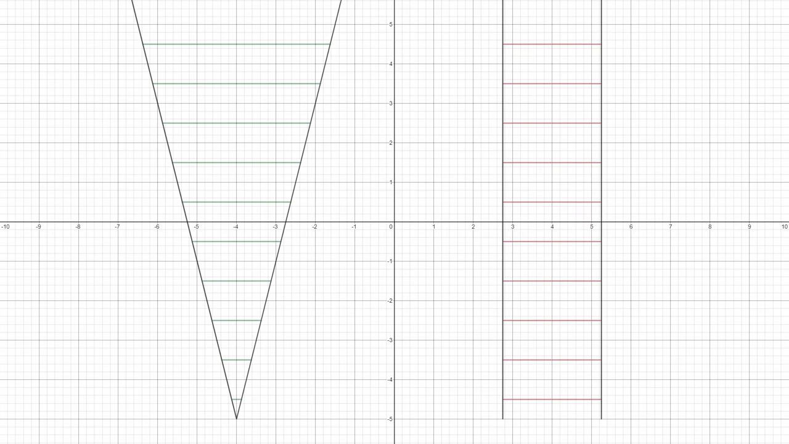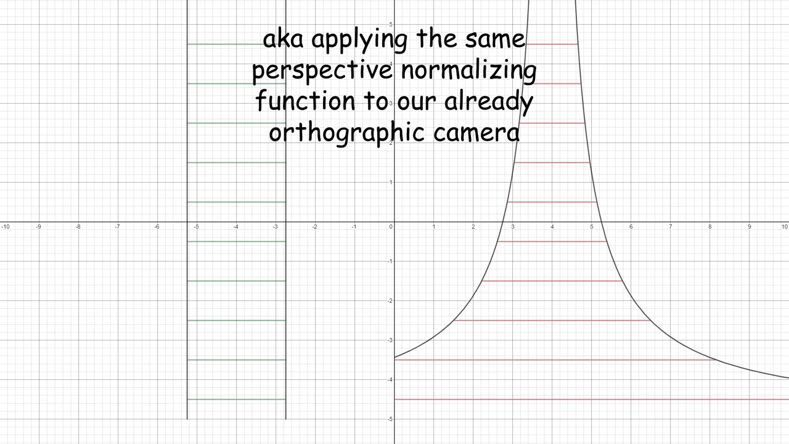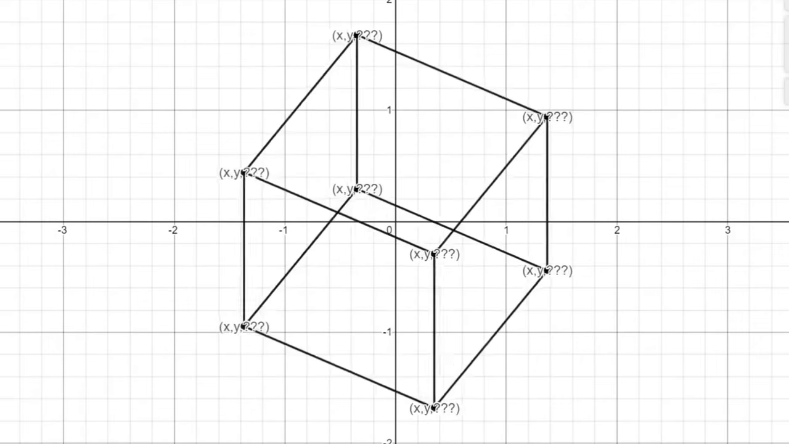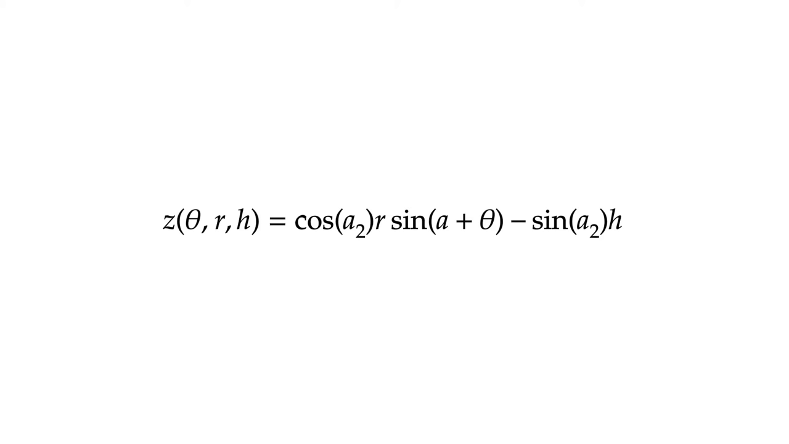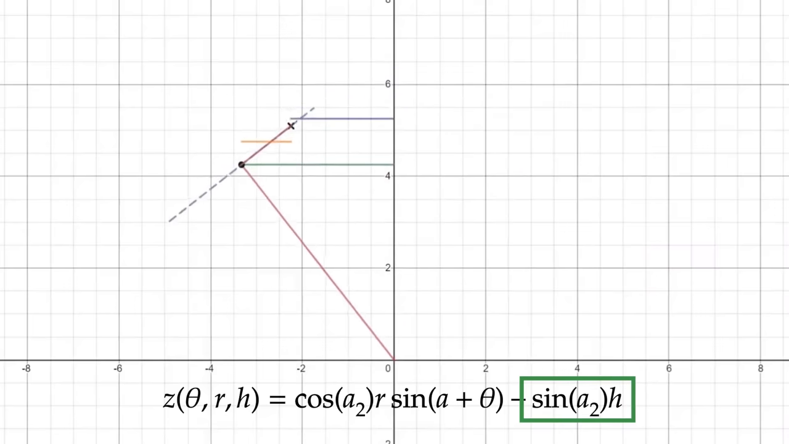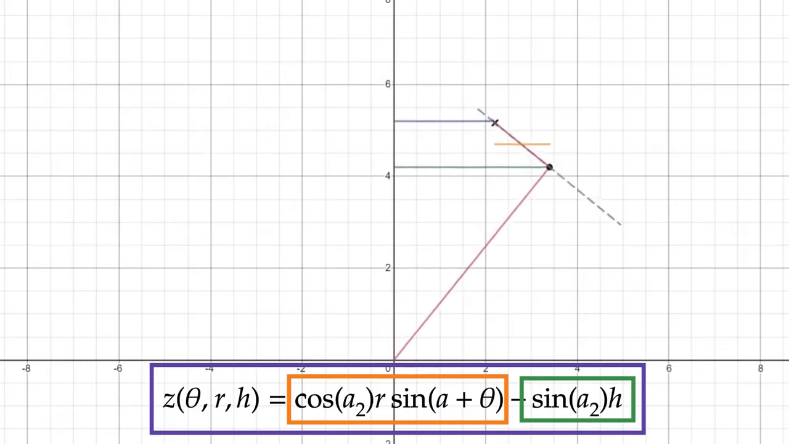So to create the illusion of perspective, we just need to take what we would expect with perspective and stretch it out to orthographic. This means we need to determine the Z of a point, or how close it is to the camera, and scale it accordingly. So let's do that. Okay, so here's the function for how you do that. How does it work? Basically, this part adds how close the point is to the camera based purely off its height, then this takes into account the rotation and radius.